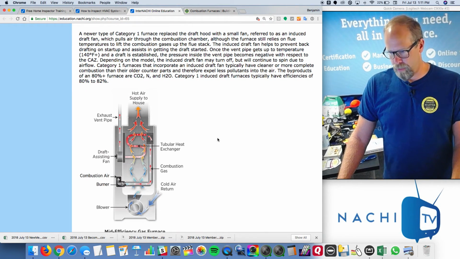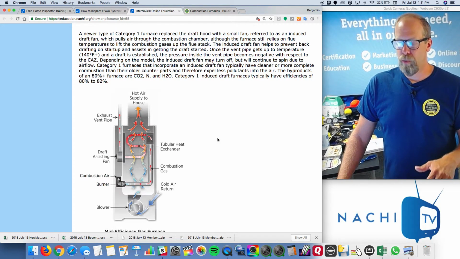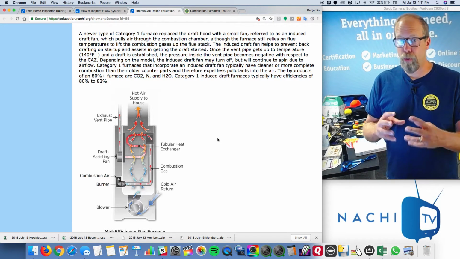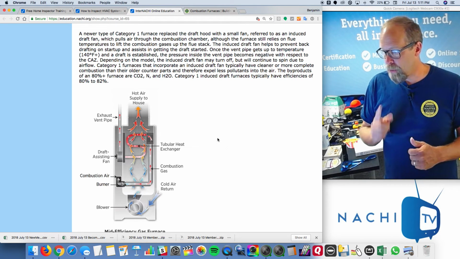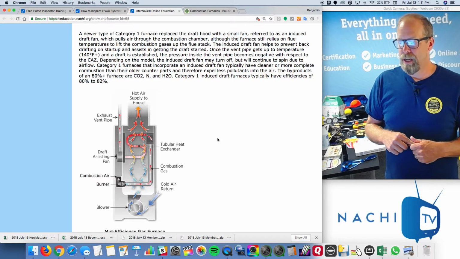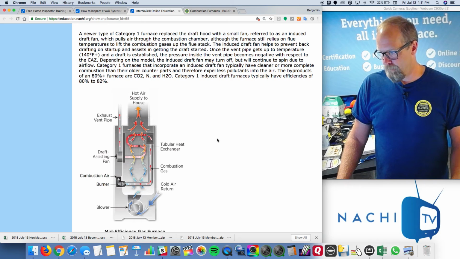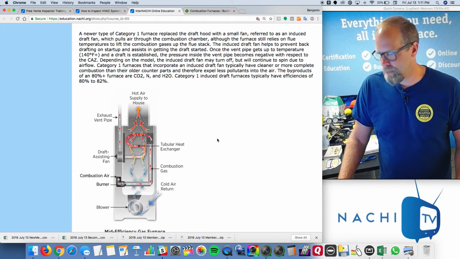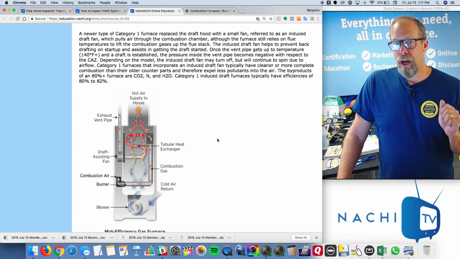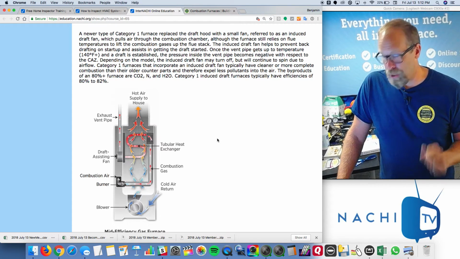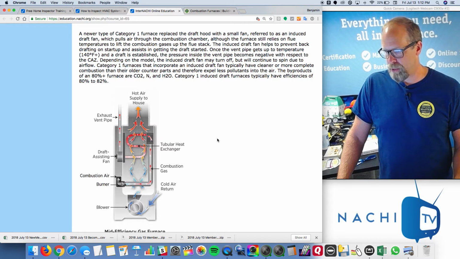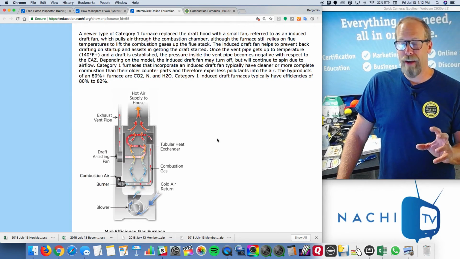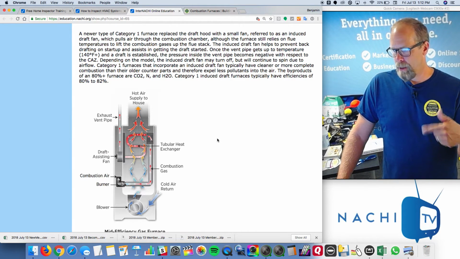There are newer types of category one furnaces that replace the draft hood with a small fan referred to as a draft inducer fan or an induced draft fan, which pulls air through the combustion chamber. Although the furnace still relies on the flue temperatures to lift the combustion gases up the flue stack. The induced draft fan helps prevent backdrafting too. Unlike the category one old hood drafts, you could have a backdraft. Once the vent pipe gets up to temperatures 140 degrees or more in Fahrenheit, and the draft is established, the pressure inside the vent pipe becomes negative with respect to the room in which the furnace is located. And depending upon the model, the inducer draft fan may turn off, but will spin because of airflow.